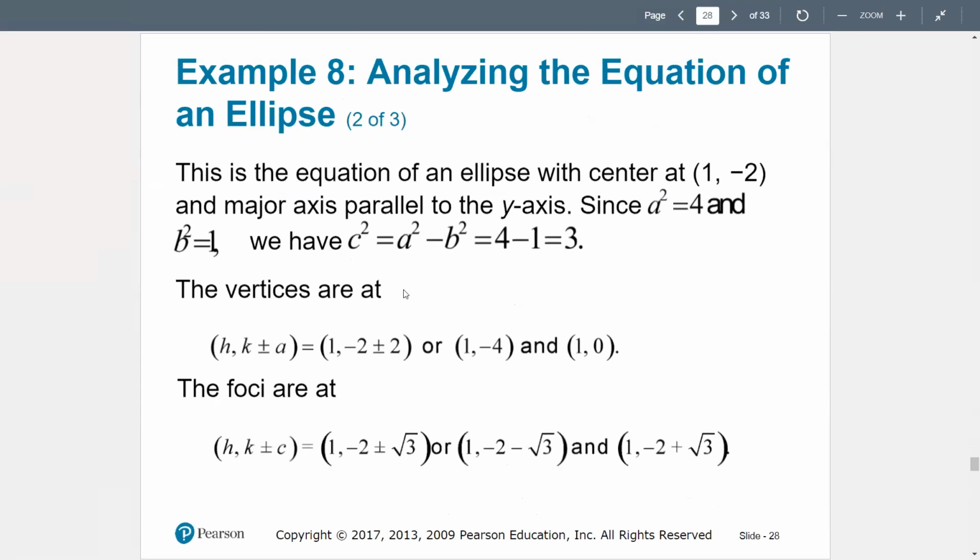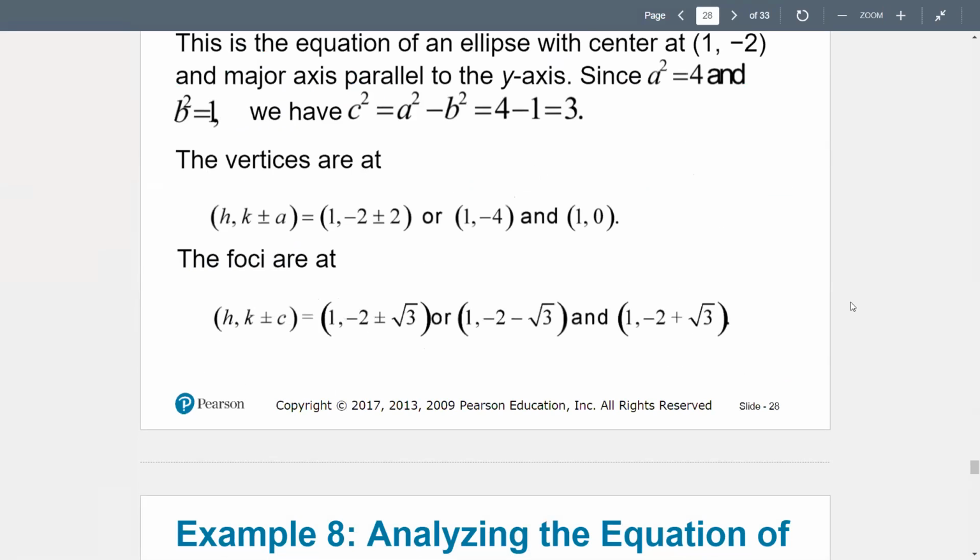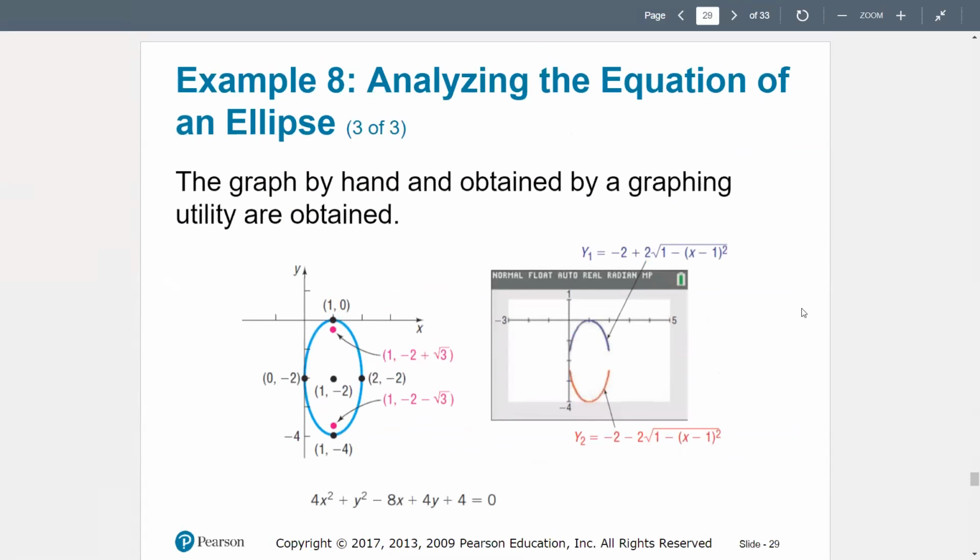Then you just pull out what you need to pull out. You have your a squared and your b squared, so you find c squared. And then you can figure out which part of the table you want to look at. And that's going to help you find your vertices and your foci. Once you have all that, you can just go ahead and either draw it by hand or use the graphing tool.